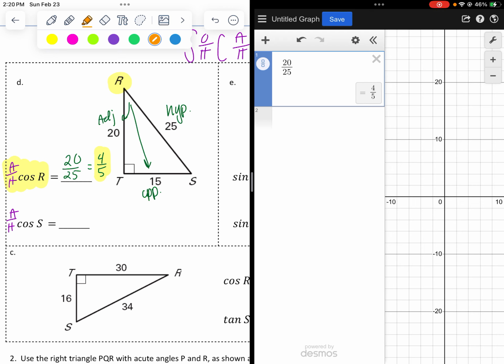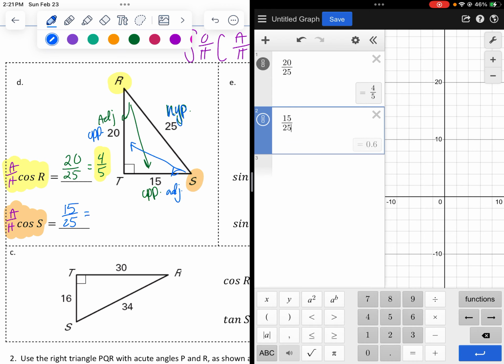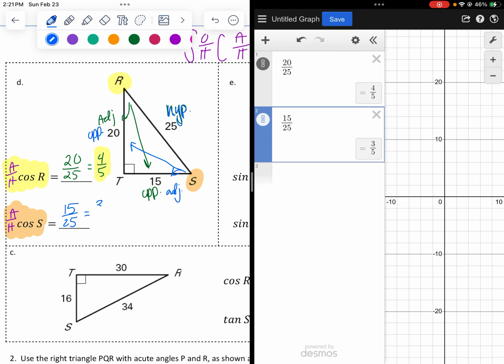Okay. Moving on to cosine of S, my reference angle does change. I'm going to label it now. I have the opposite side to be 20. I have my adjacent side to be 15. And again, my hypotenuse stays the same. So now I have adjacent over my hypotenuse. It looks like I have 15 over 25. And let's see if that reduces. Yay, it does, to 3 over 5. Cool.